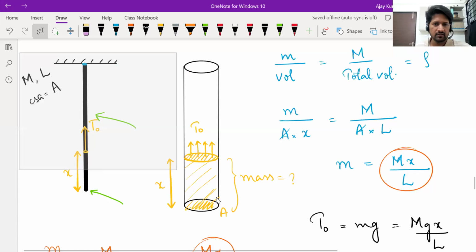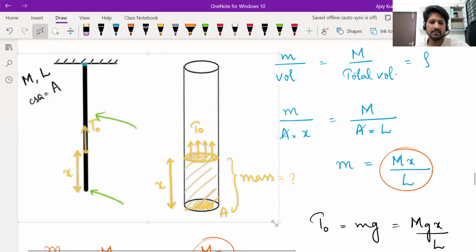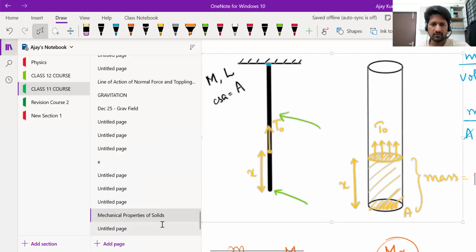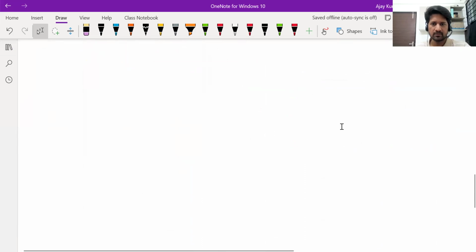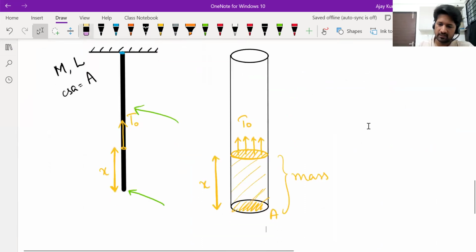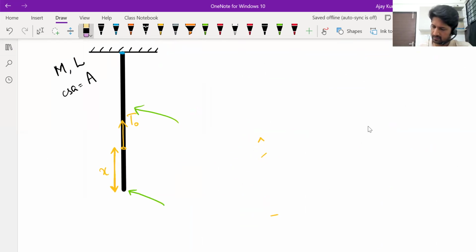In this question, last class, you were asked to find out what is the tension at a distance x from the free end. And we saw that tension is non-uniform. We got the expression for tension also. So if a wire is suspended like this, you know non-uniform tension will get generated. Let's say it's a wire of total mass m, length L, cross-sectional area A, and Young's modulus is Y.